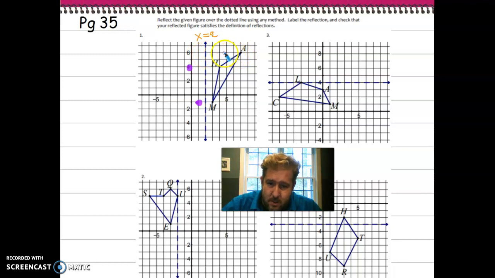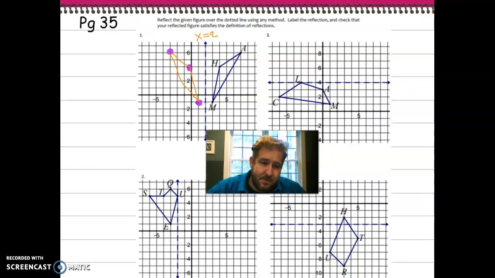So from A, 1, 2, 3, 4, 5. And then keep going, 1, 2, 3, 4, 5. Once I've finished, I can connect them up with my straight edge. And I've got literally the exact same shape, same size. It's just on the other side of the line of symmetry.